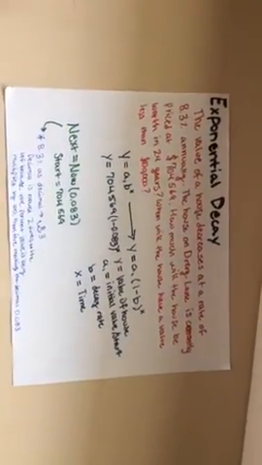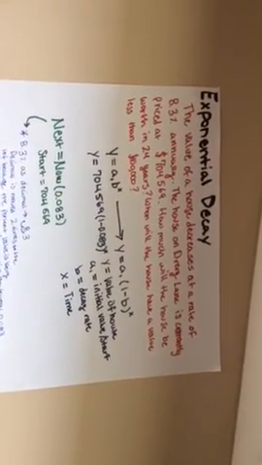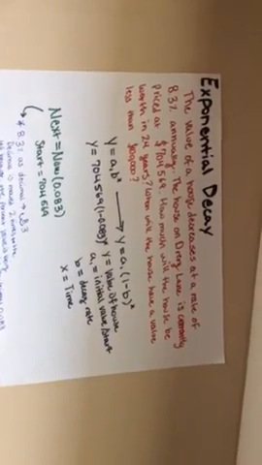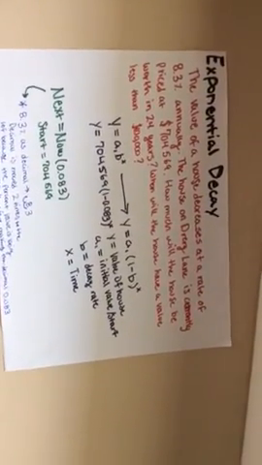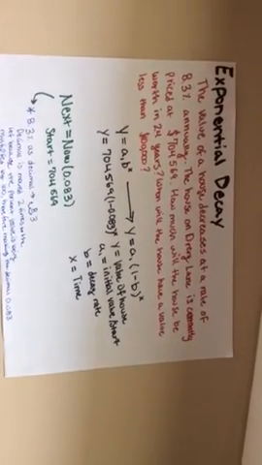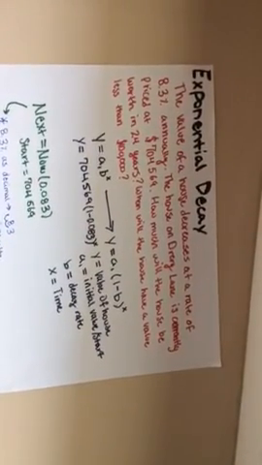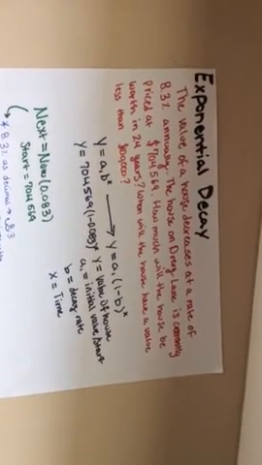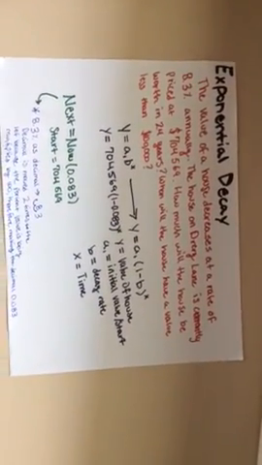And then for the exponential decay question, the question is the value of a house decreases at a rate of 8.3% annually. The house on Drury Lane is currently priced at $704,569. How much will the house be worth in 24 years? And when will the house have a value less than $100,000?